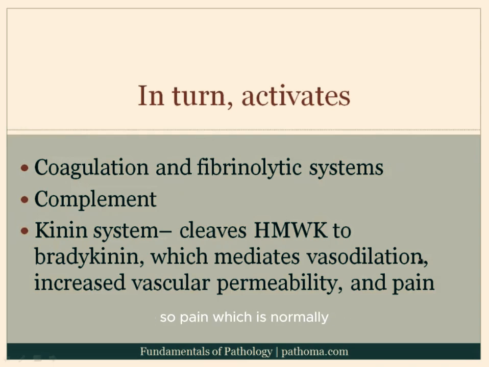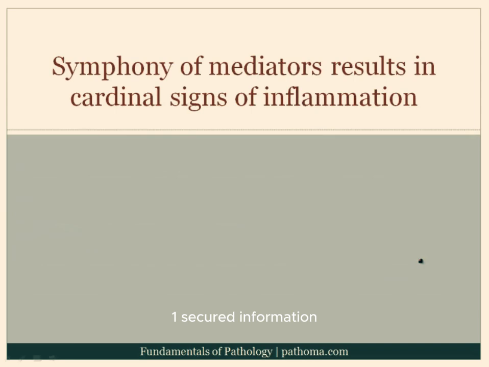So pain, which is normally experienced with an acute inflammatory response, is actually mediated by 2 things, bradykinin and prostaglandin E2. I'm just trying to hammer home some of the high yields so that you take them away from this lecture. Once acute inflammation is activated, all of these mediators are played together as a symphony. And that symphony is going to result in the cardinal signs of inflammation. So now we're putting together all of the mediators and saying, so what is the overall result? And the overall result is the cardinal signs of acute inflammation.